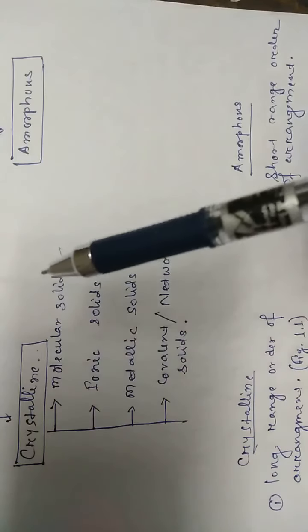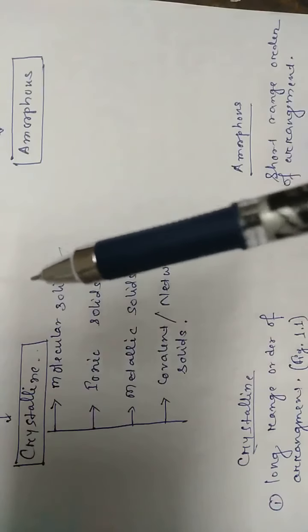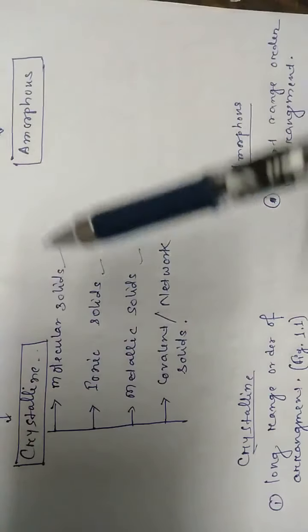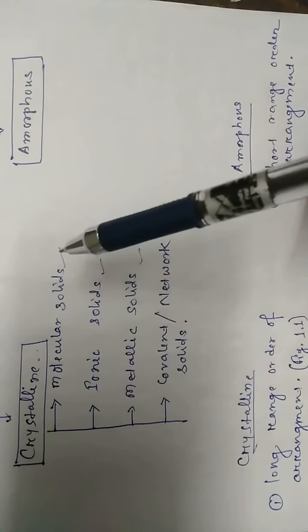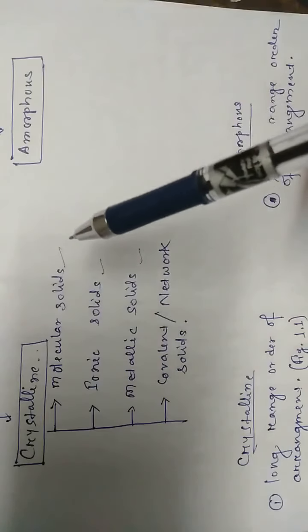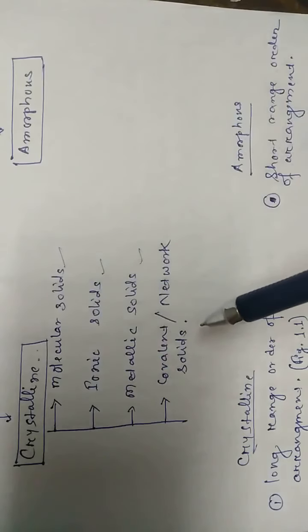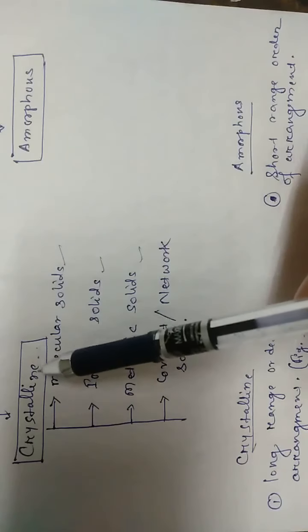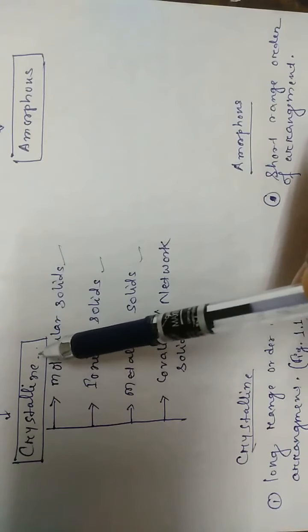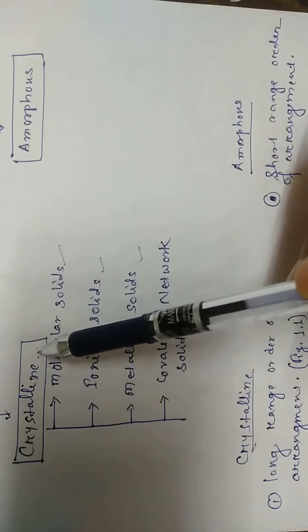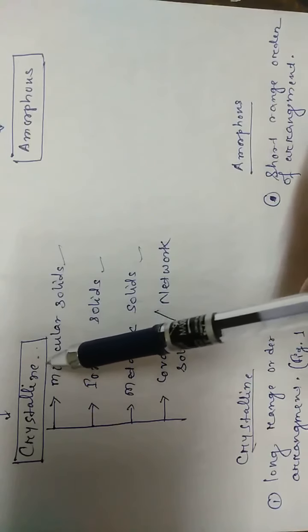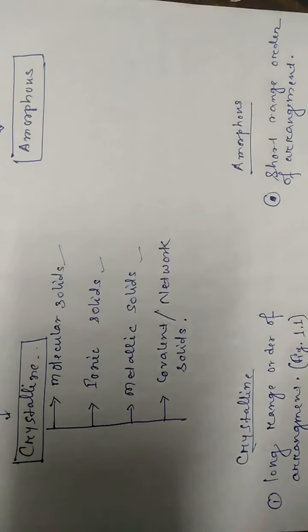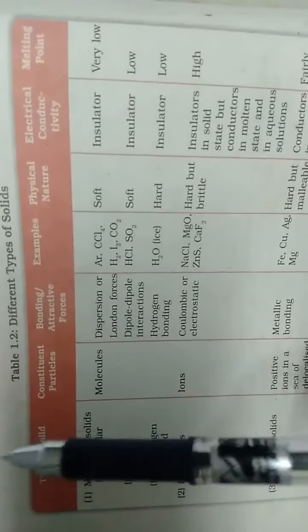There are 3 types of constituent particles present in a solid: atoms, molecules or ions. Some solids contain atoms, some contain molecules, some contain ions. So on the basis of what type of constituent particles are present in a crystalline solid, crystalline solids are classified into how many types? 4 different types.